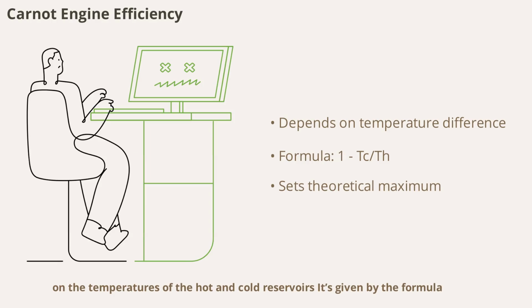The efficiency of a Carnot engine depends only on the temperatures of the hot and cold reservoirs. It's given by the formula: efficiency equals 1 - Tc/Th, where Tc is the cold reservoir temperature and Th is the hot reservoir temperature, both in Kelvin. This formula shows that higher efficiency is possible only with a larger temperature difference. The Carnot efficiency is the theoretical maximum for any engine.